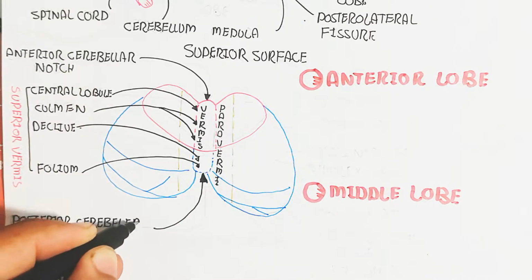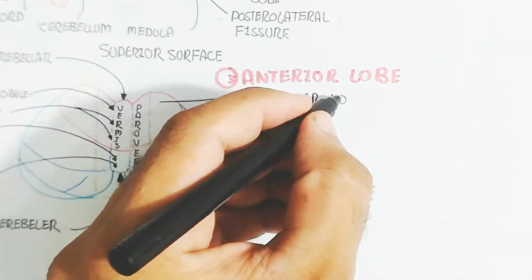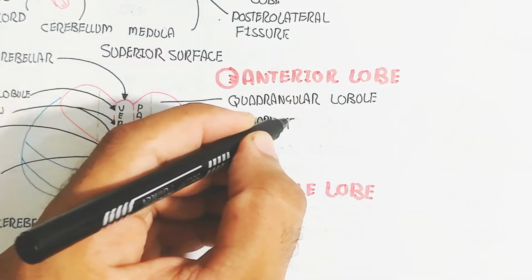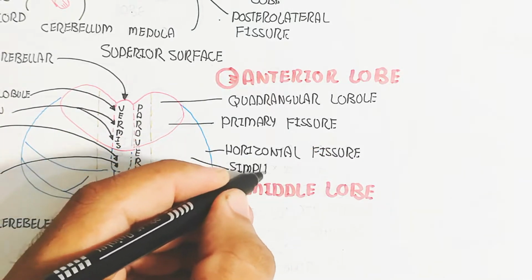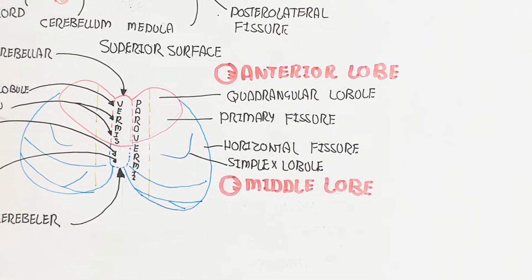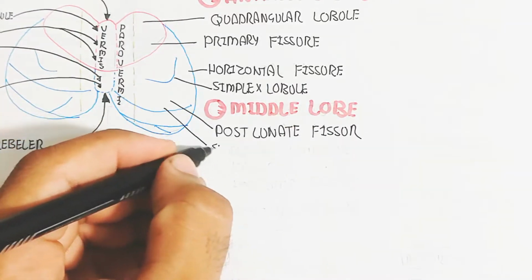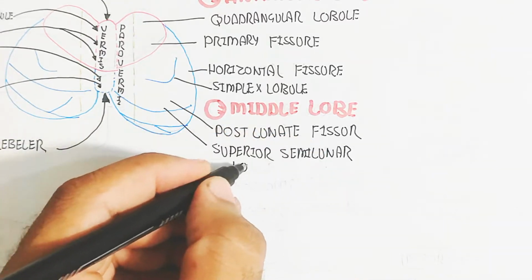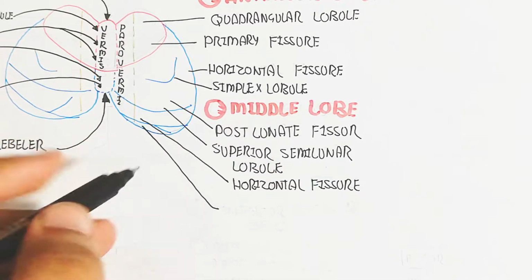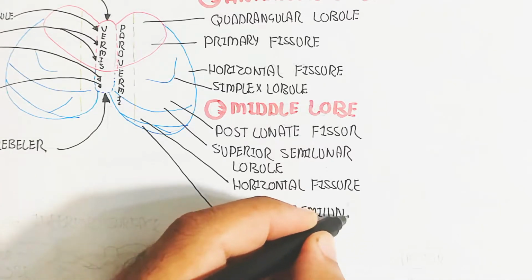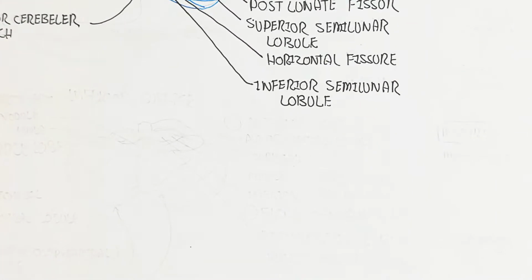Here you can see the posterior cerebellar notch. That was the anterior cerebellar notch, but this is the posterior cerebellar notch. While this is the quadrangular lobule and primary fissure, horizontal fissure, and simplex lobule, which are part of the anterior lobe, this is the middle lobe, which contains the post-lunate fissure, superior semilunar lobule, horizontal fissure, and the inferior semilunar lobule. So this is the anatomy of the cerebellum that we are understanding.